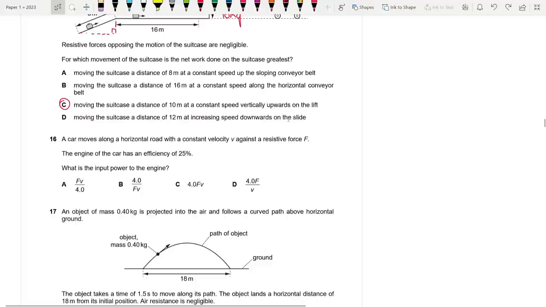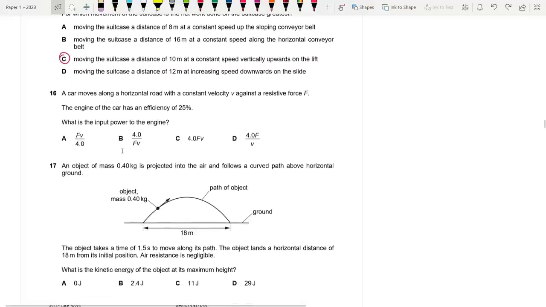Number 16, a car moves along a horizontal road with constant velocity V against resistive force F. The efficiency is 25% of the engine. What is the input power to the engine? Constant velocity. So we can say that the driving force is equal to the resistive force F. Now we know that there's a formula for power. P is equal to Fv. So the driving force is actually equal to power by velocity. So we can write P by V is equal to the resistive force.